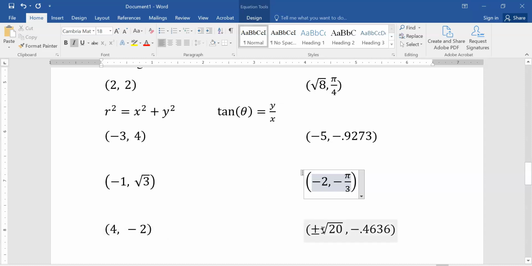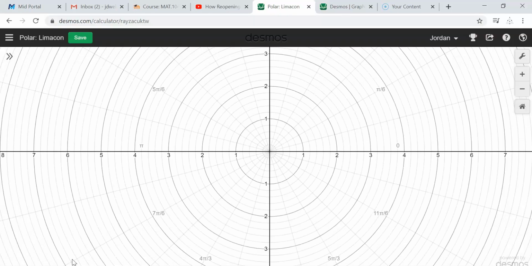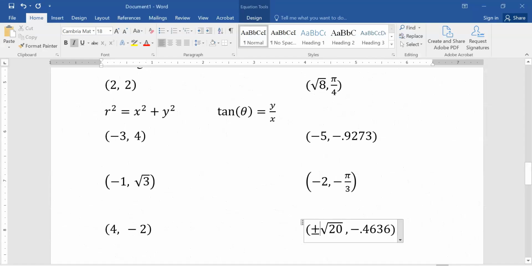Similar with 4, negative 2. With 4, negative 2, you end up with negative 0.4636 as your theta, and square root of 20 as your r. If you go to your graph, negative 0.4636, I don't know, it's somewhere in there. Oh, I didn't draw that very well at all. Let me erase that. Something like that, I don't know. 4, negative 2 is along that same direction. And so I need to be going a positive r in this situation. So we're going to use positive square root of 20 as my r.